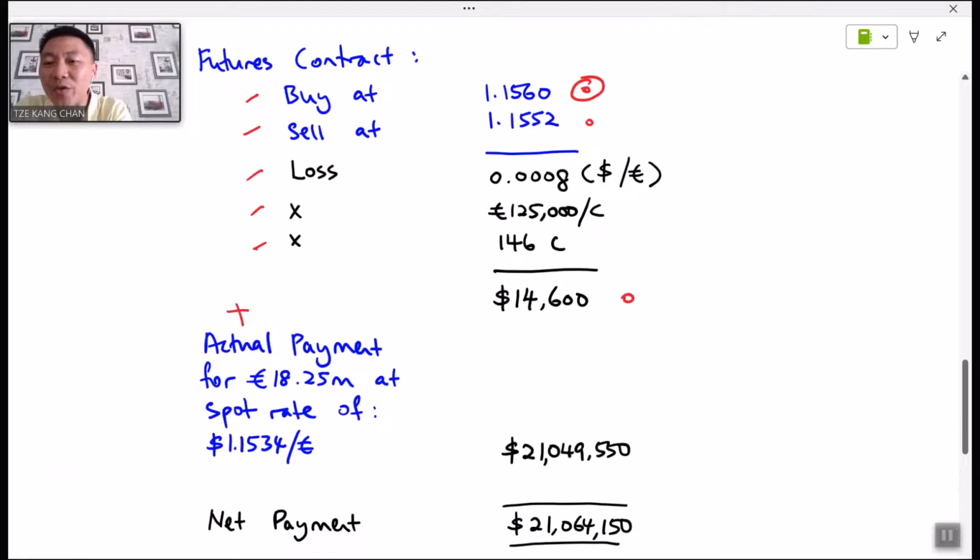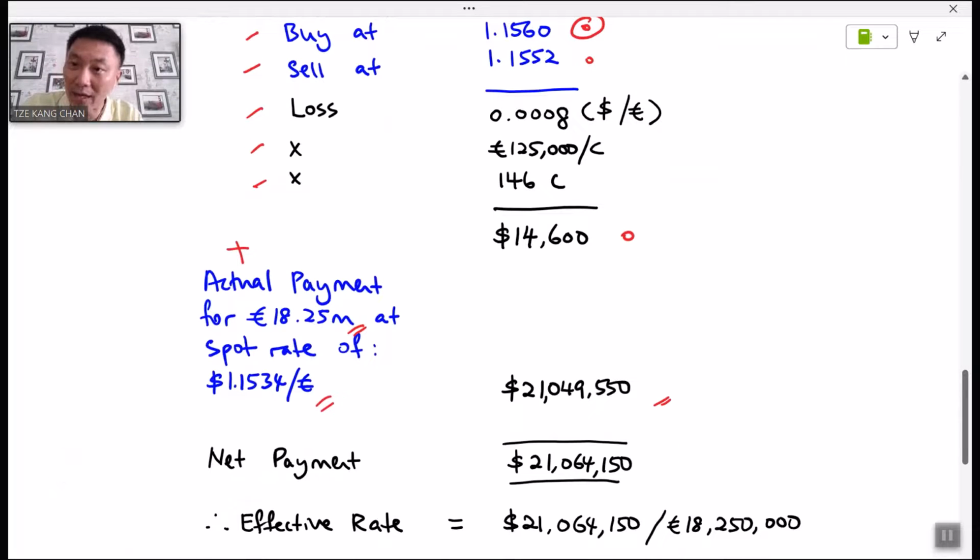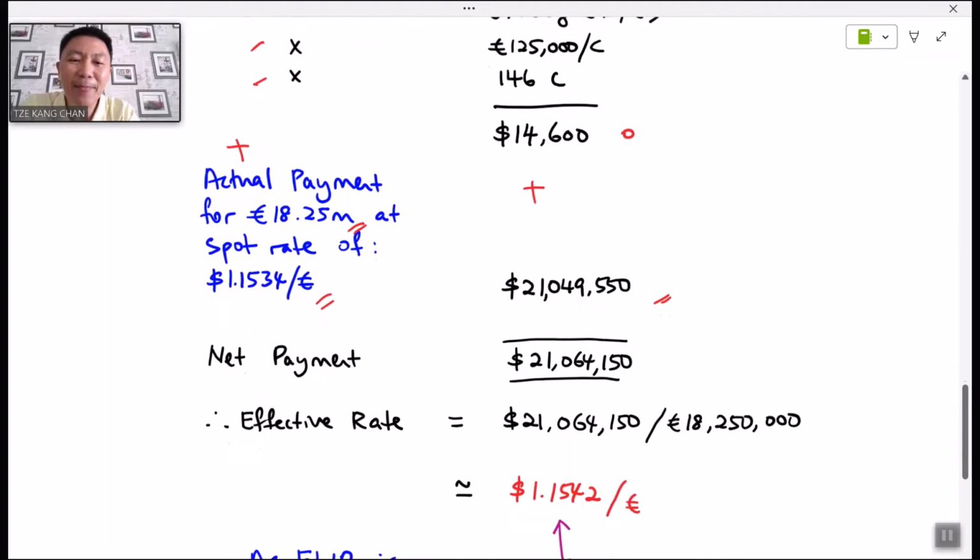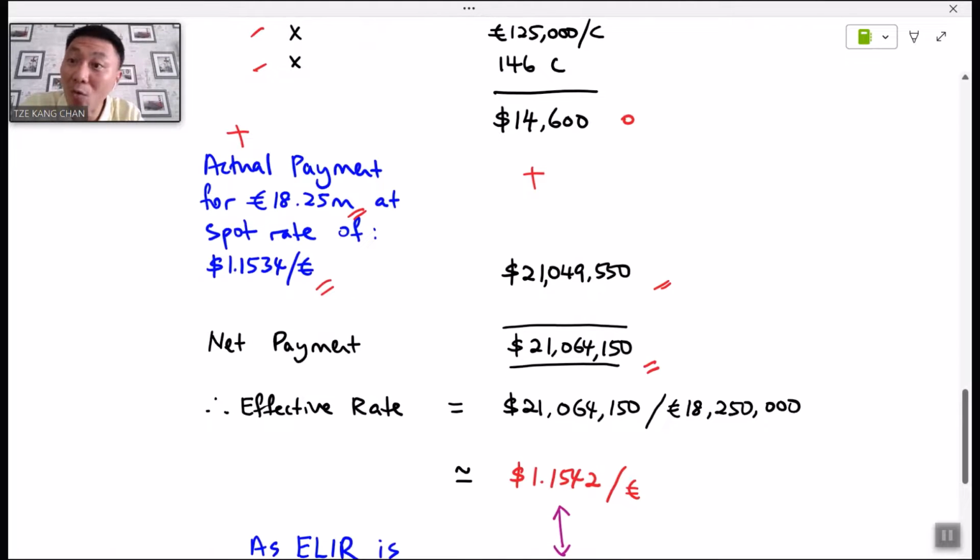Combining with the actual result on the actual payment for the 18.25 million euro at the spot rate. That will turn out to be the actual payment in dollar, 21.04955 million. Combining both of these payments, the net payment will come up to be 21.06415 million.